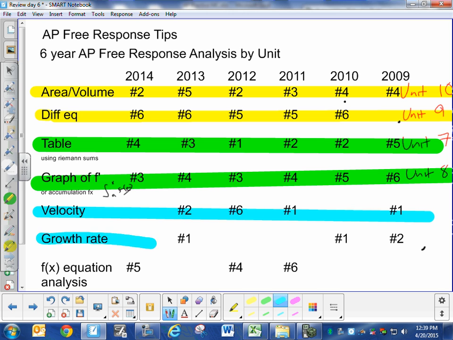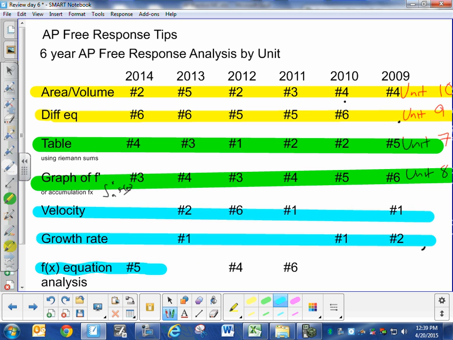Velocity sometimes, or they'll give you a growth rate, like the change in a population equation. You have to work with that. They'll give you just a function and ask you to analyze it. Okay, that's it. We have 3 days, and we're going to split our time amongst the units like this. One day, we'll focus on these problems.